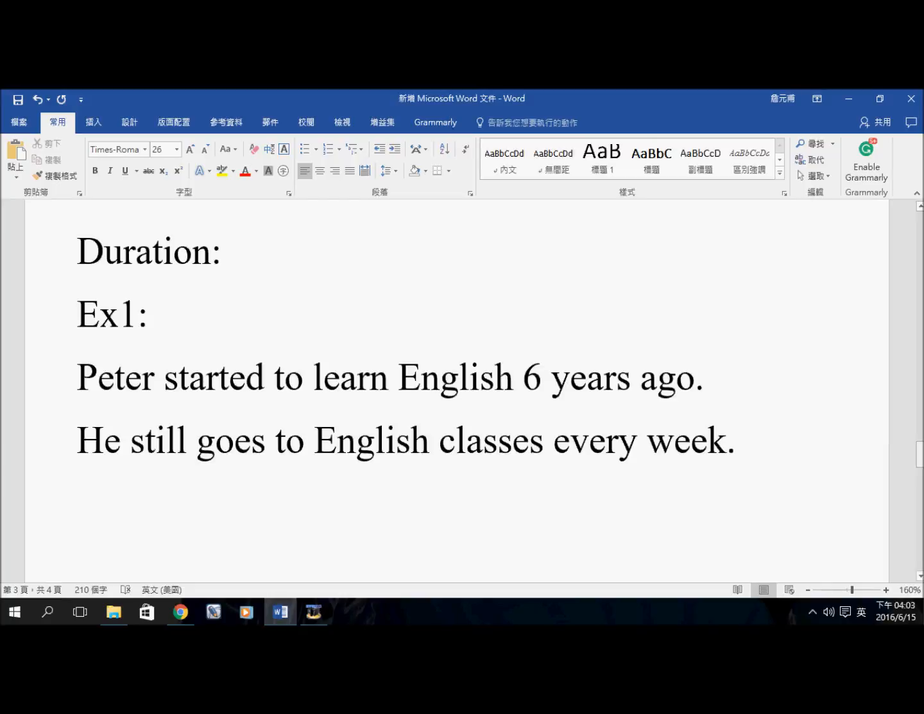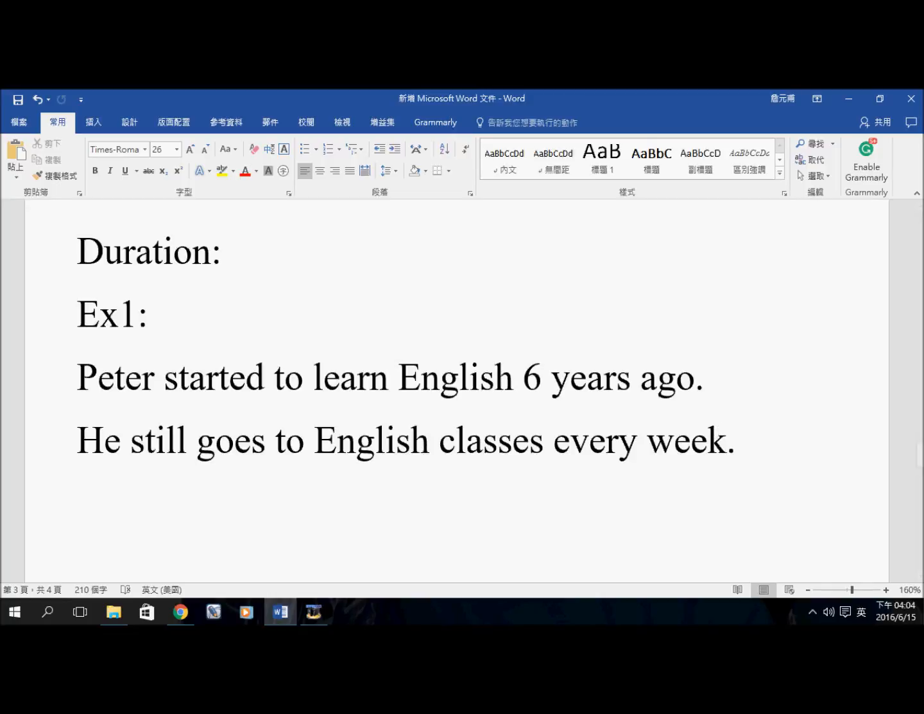So I'm going to give you 2 examples and study these 2 examples. Of course, just bear in mind that these 2 tenses are almost identical if you want to use both of them to talk about duration. They're almost the same. But there is a slight difference between them. Okay, so situation number 1, Peter started to learn English 6 years ago. So it was 6 years ago, a very, very long time ago. He still goes to English classes every week. So he still goes to English classes every week, but he is not in the English class right now. Maybe yes, but we don't know.